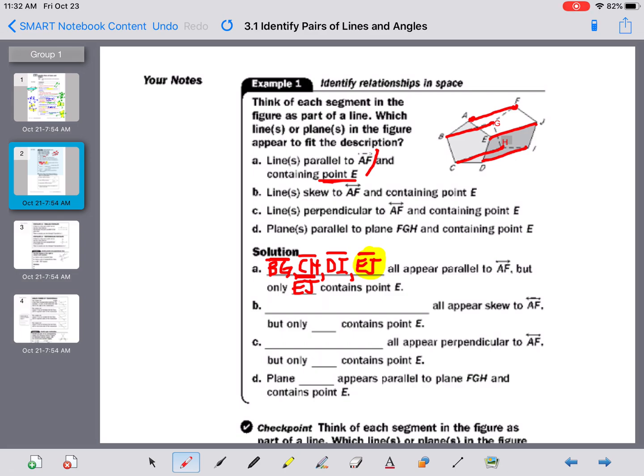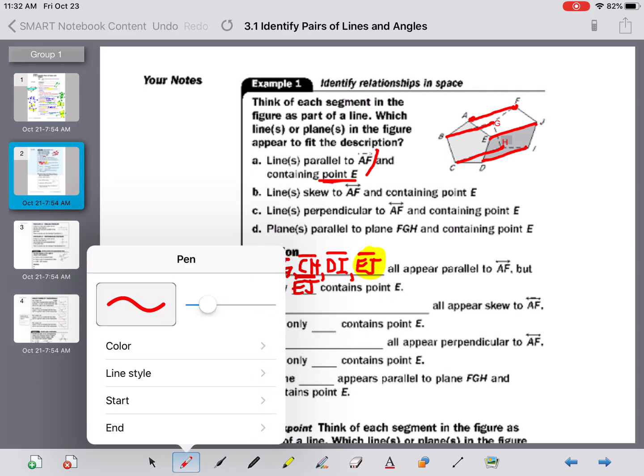But when it comes down to it, you only need to give the answer of the one that goes through point B. So all of your answers should have the B in it, but you can list them all, but it's only for your own sake, okay? All right, number B. Let's go to letter B, okay?